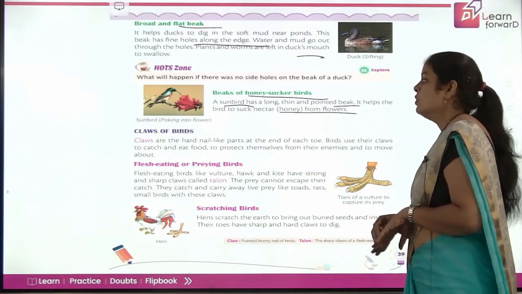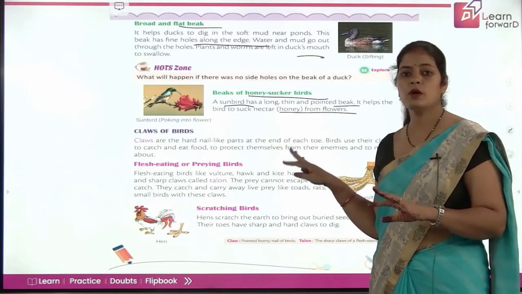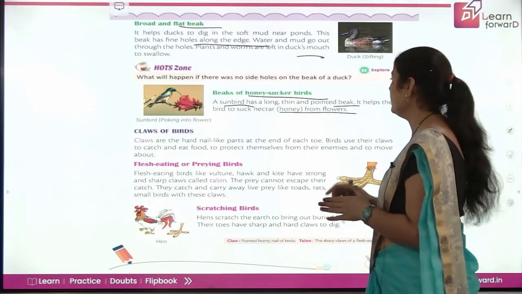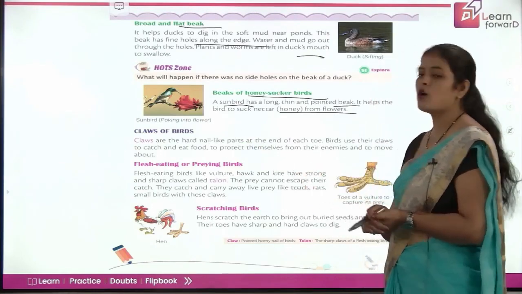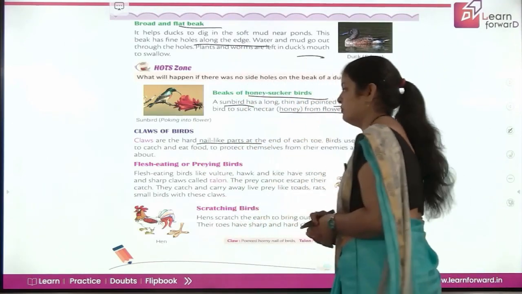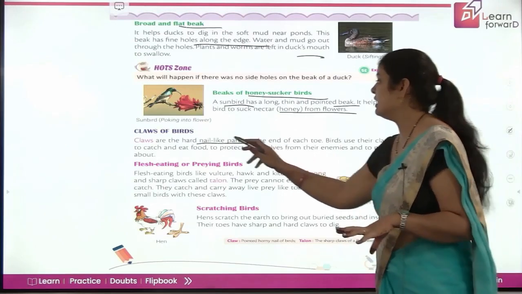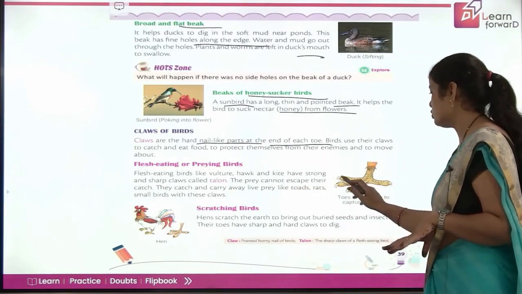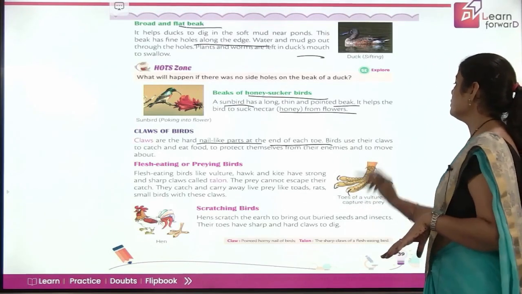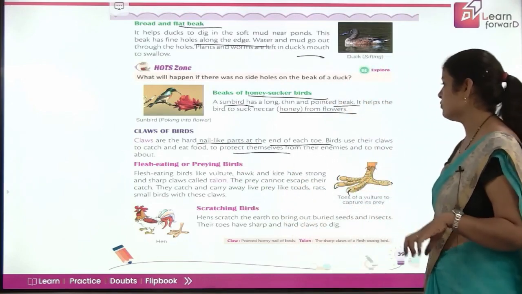Next are the claws of birds. Till now we know about different types of beaks with different birds. Here claws are the hard nail-like parts. What are claws? This is a claw. These are hard nail-like parts at the end of each toe. Birds use their claws to catch and eat food, to protect themselves from their enemies, and to move about.